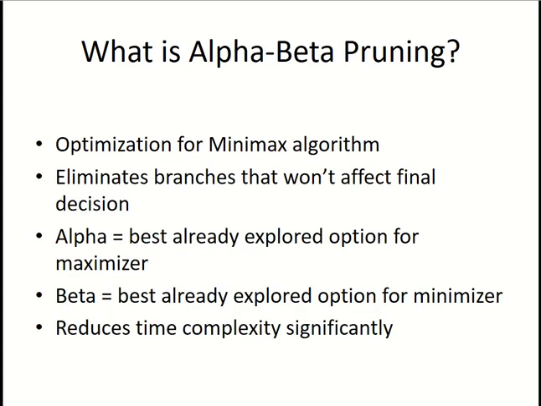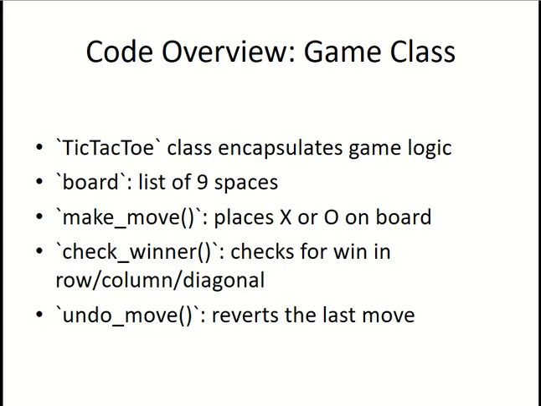Okay, what is alpha beta pruning? Alpha beta pruning is an optimization applied to minimax. It helps the algorithm run faster by ignoring parts of the game tree that don't need to be explored. Alpha tracks the best score the maximizer can guarantee, while beta tracks the best for the minimizer. When beta becomes less than or equal to alpha, we cut off that branch, saving computation time.